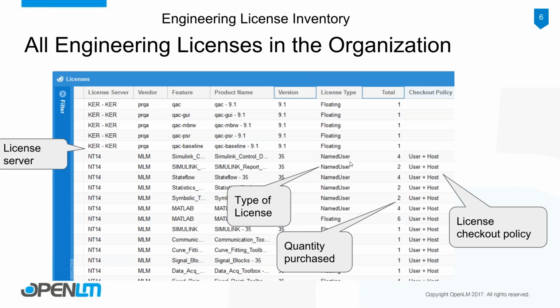So in the licenses report, as you can see here, it shows you all the engineering licenses in your organization. Each line represents one feature, which can be a complete software package, an add-on, or a tool. Here, you can see everything you need to know about the license: the server from which the license gets pulled, its type, the quantity that you've purchased, and the license checkout policy that you define in the license agreement.